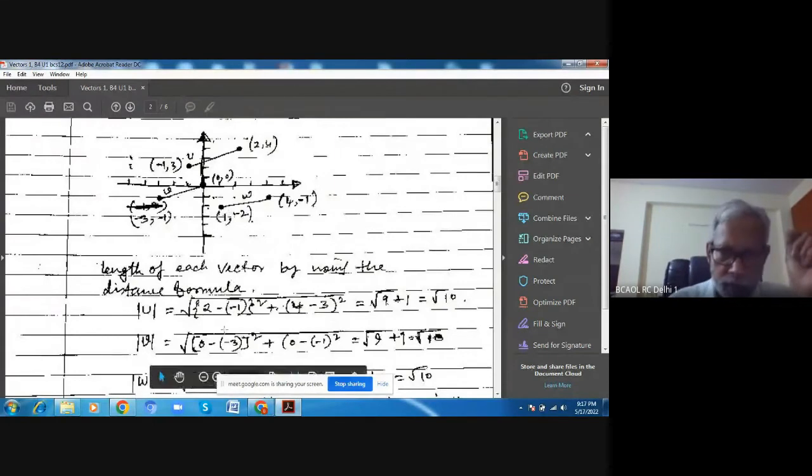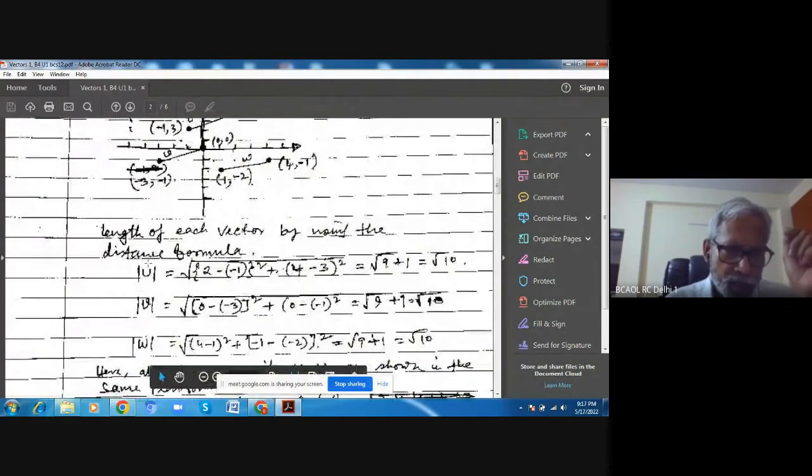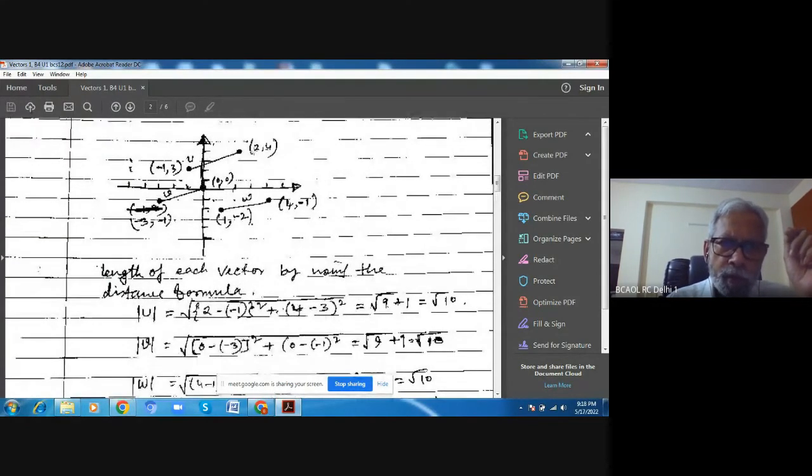Now you see the formula. For the u vector, when you put a bar, it means the vector's magnitude. So root over, the actual formula is (2 minus -1) squared, the finished value of x minus the starting value. Plus (4 minus 3) squared. So this is the x value and this is the y value. You can consider it as x1 minus x2.